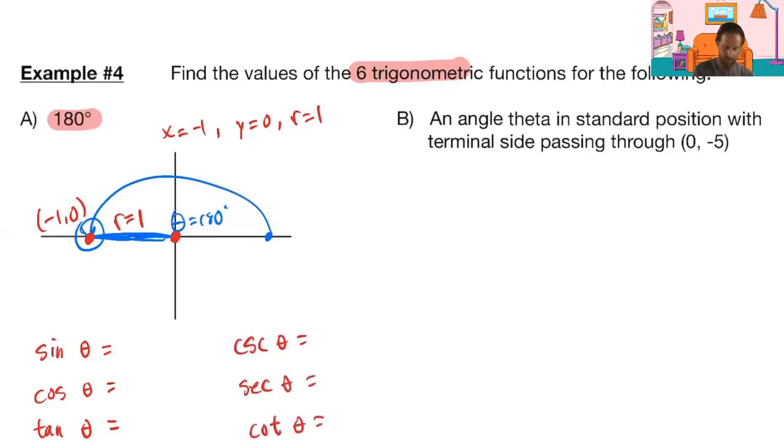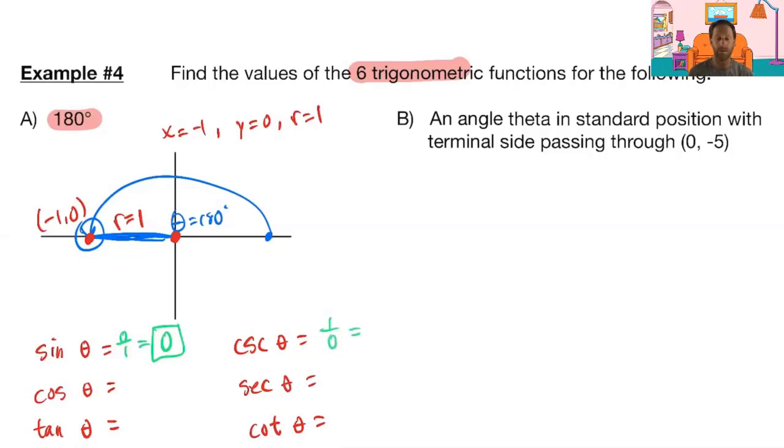So just to do one of these, I'll do the whole thing out, and then I'll let you guys figure it out from the rest. But sine, remember, is always the y over the r. So in this case, that would be a 0 over 1, which gives me a 0. Now, even though this is my simplified answer, in order to do the reciprocal, I need a ratio, a fraction. So I'm actually going to be looking at this to flip over here.